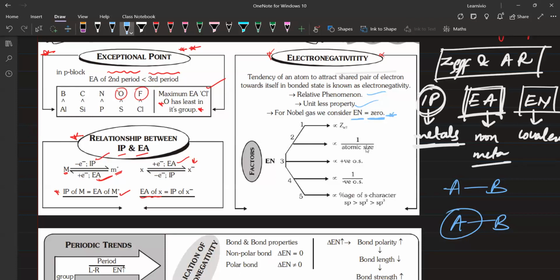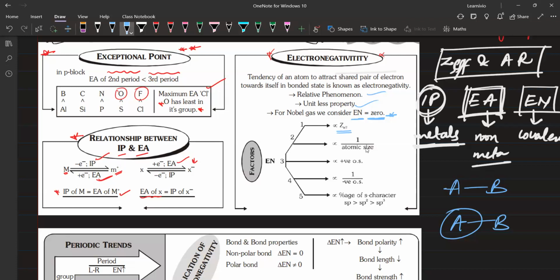Now, what are the factors that determine electronegativity? It is directly proportional to Z effective. It is the tendency to attract electrons, and electrons are attracted by protons, so if you have more protons, you have a higher effective nuclear charge. It is inversely proportional to the atomic size. If the electrons are very far away, it will be difficult to attract them. It is directly proportional to the positive charge, because when you have a positive charge, it is easier to attract the negatively charged electrons. If you have a negative charge, it will be difficult to attract them.